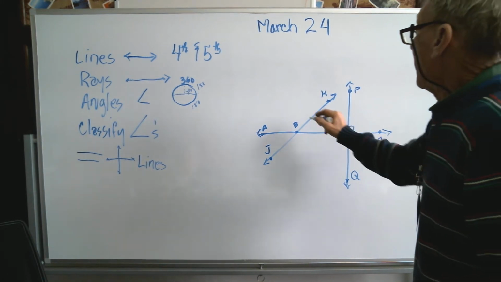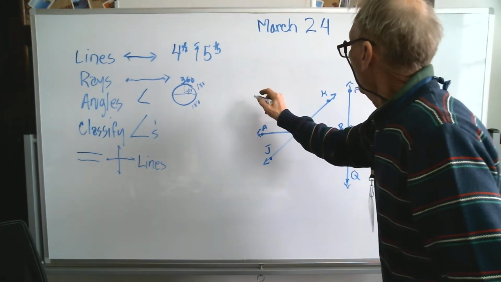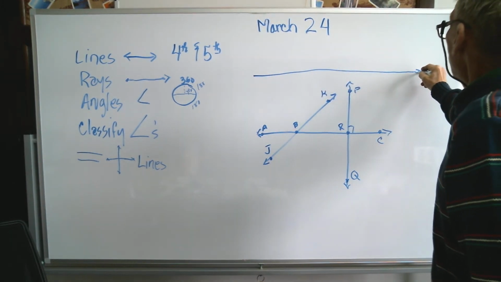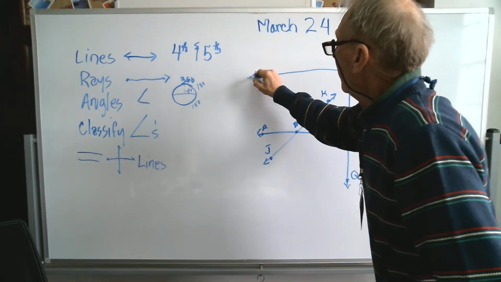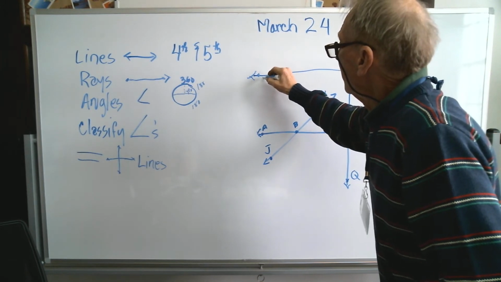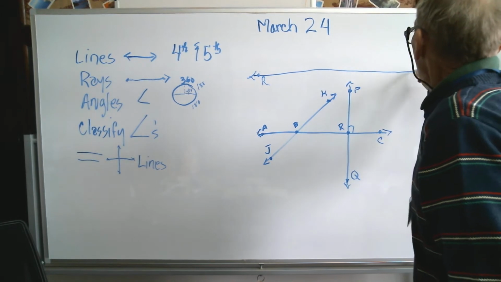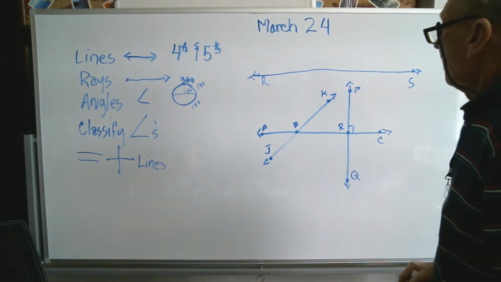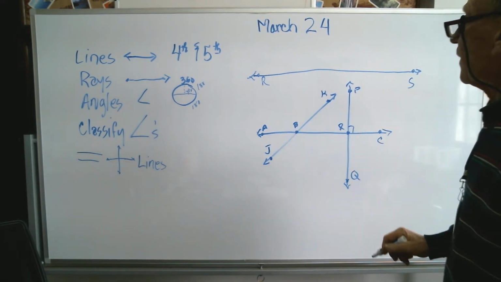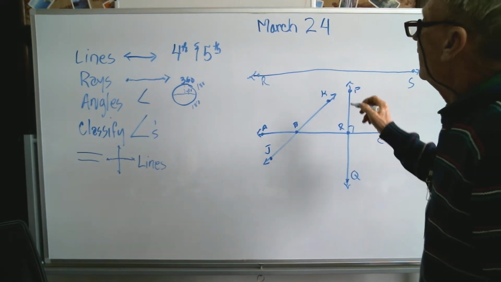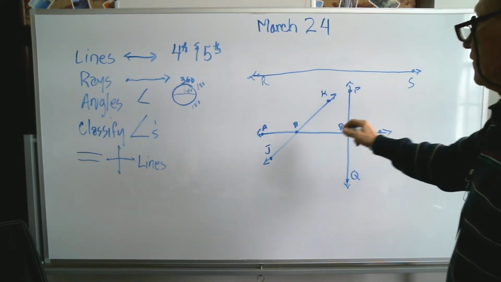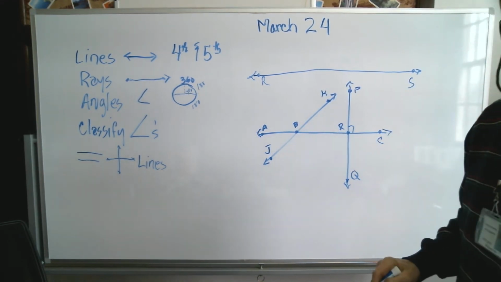Now, I see no lines that run parallel. But if we had another road in here, just randomly put another road in here and call this one RS. So this road here is running parallel to this road here. So I could say that road RS runs parallel to road AC.